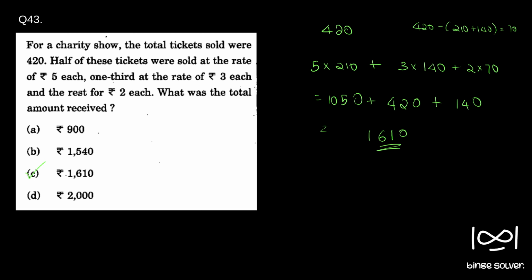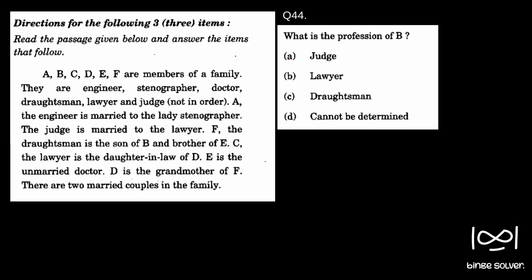Moving on to the next question, question 44. Directions for the following 3 items: read the passage given below and answer the items that follow. A, B, C, D, E, F are members of a family. They are engineer, stenographer, doctor, draughtsman, lawyer, and judge. A, the engineer, is married to the lady stenographer. So this is a family tree type of question. The best way to solve such questions is to draw a family tree. There are 3 questions, so it's okay to take some time and draw a family tree.